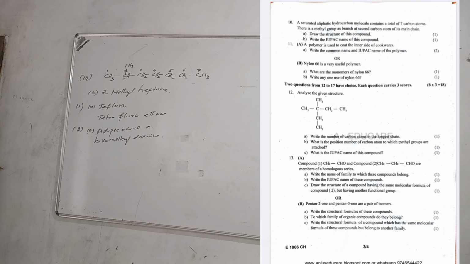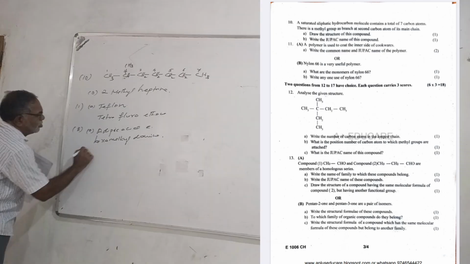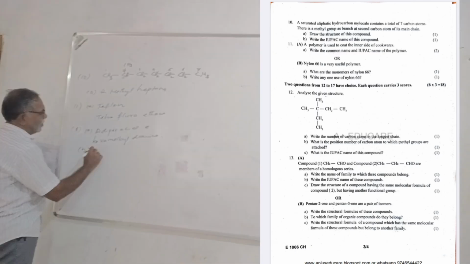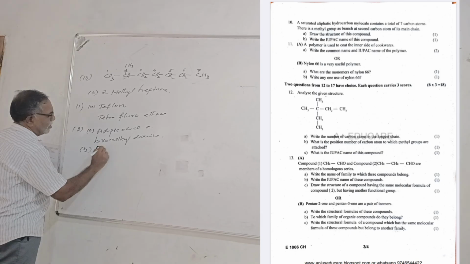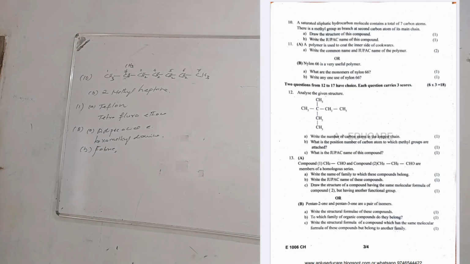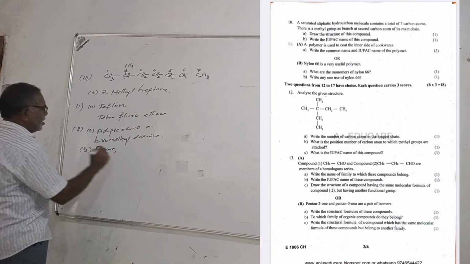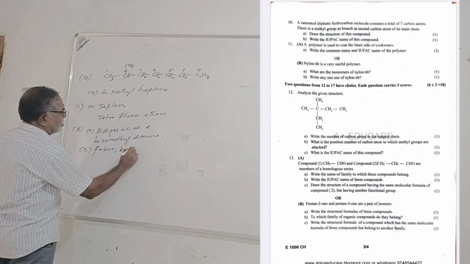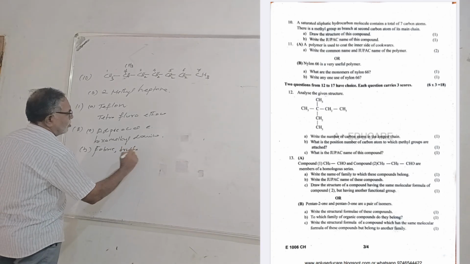And write any one use of nylon 66. Nylon 66 is used to prepare fabrics, or nylon fabrics. Many uses are there. It can be used for brushes. You can write anything: fabrics, preparing brushes or ropes. Many uses are there.